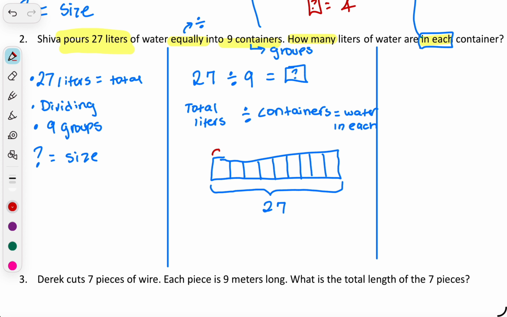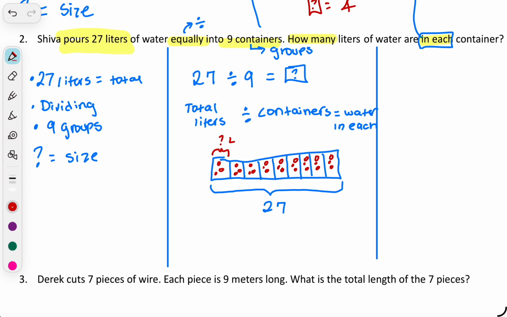Okay, we're looking for the size. So we're looking for the number that goes into the container. We're looking for how many liters of water go into each container. So to do this, we're going to simply put 1 in each until we get to our total, which is 27. We're going to put 1 disk in each. 1, 2, 3, 4, 5, 6, 7, 8, 9, 10, 11, 12, 13, 14, 15, 16, 17, 18, 19, 20, 21, 22, 23, 24, 25, 26, 27.